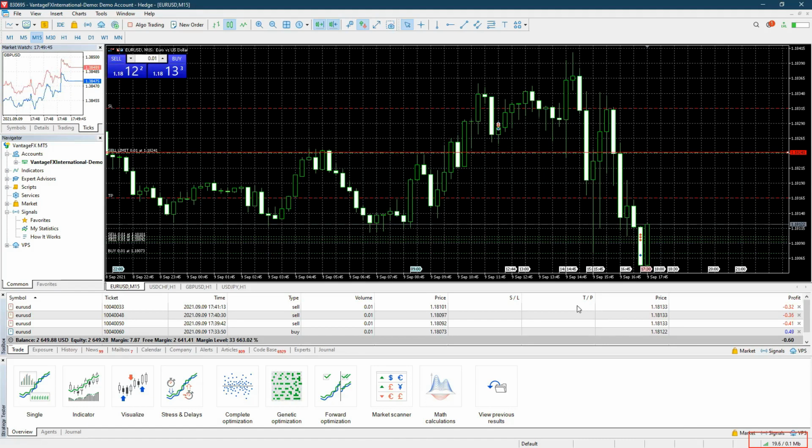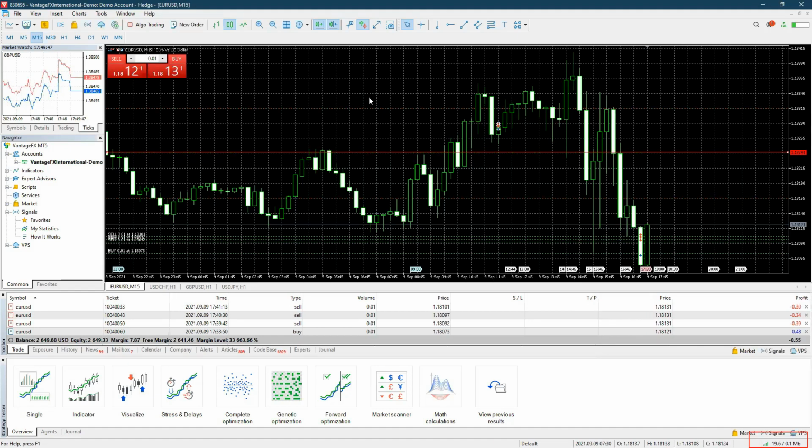I was also going to explain the expert advisors. The expert advisors are just the robots, basically. Okay, so I'll show you how to customize your chart here, because I don't like the dark look of this chart and I want to customize it.